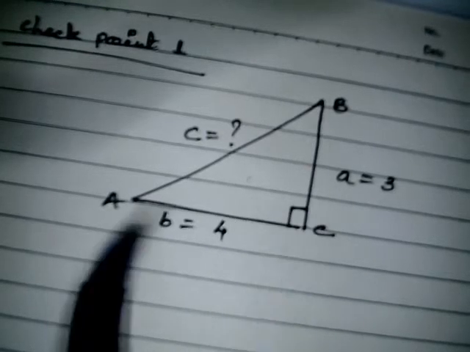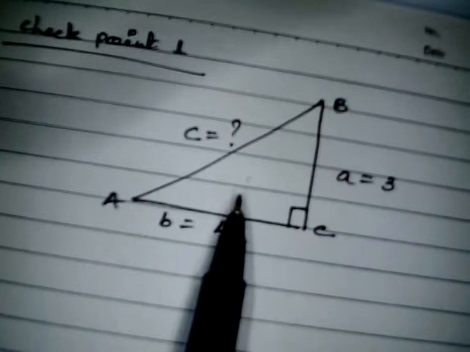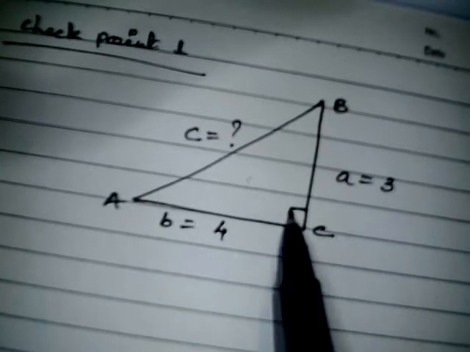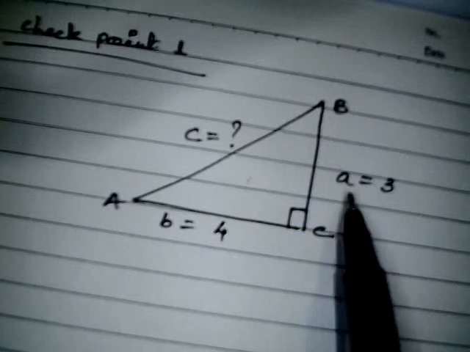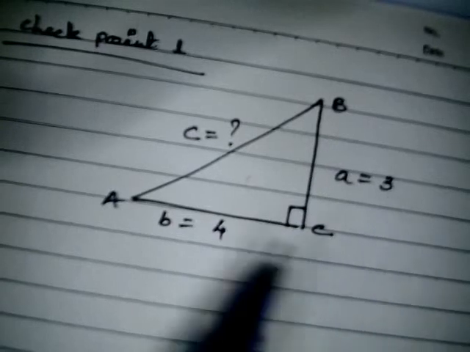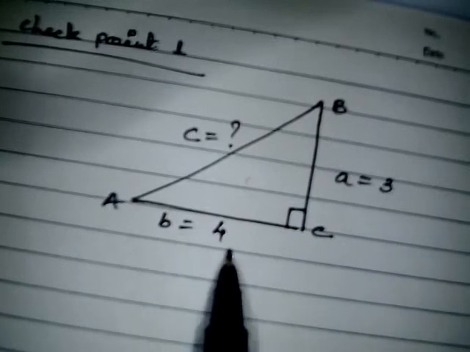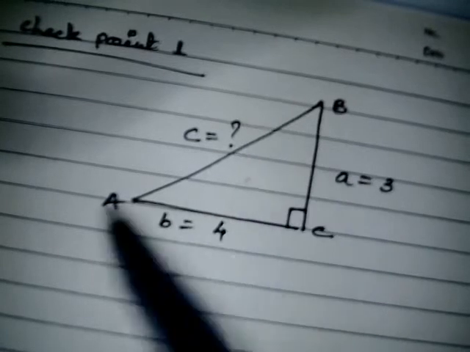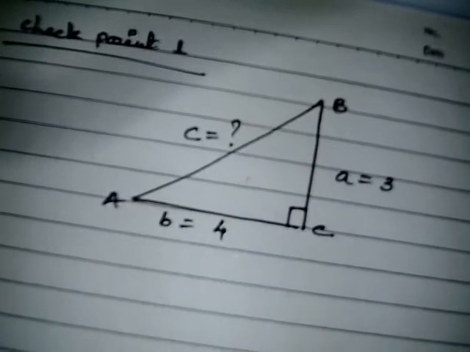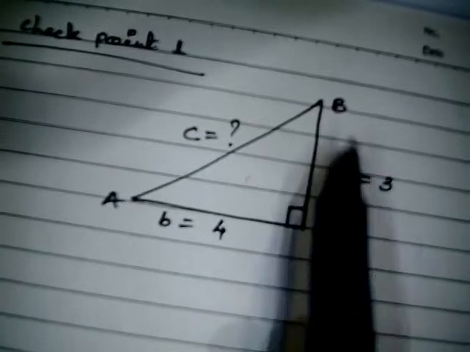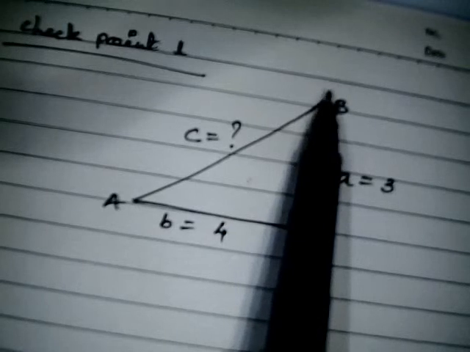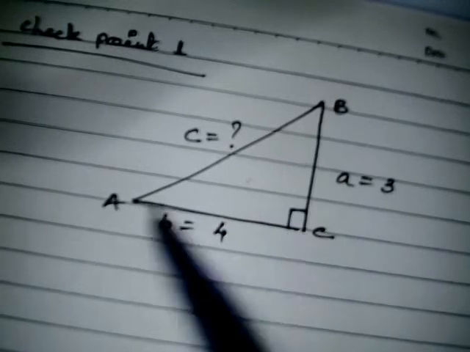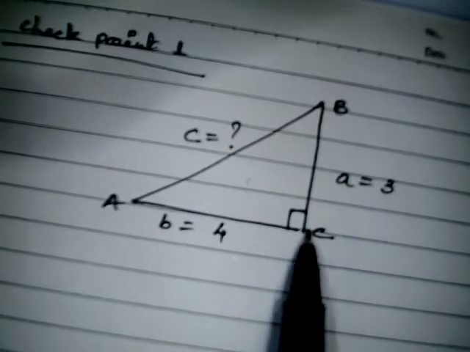This is a right angle triangle. It is right angled at point C, and BC equals 3, AC equals 4 is given, and we need to calculate the hypotenuse. So in a right angle triangle, there is a relation between the hypotenuse, this perpendicular, and this is the base, or you can say this is opposite or this is adjacent.